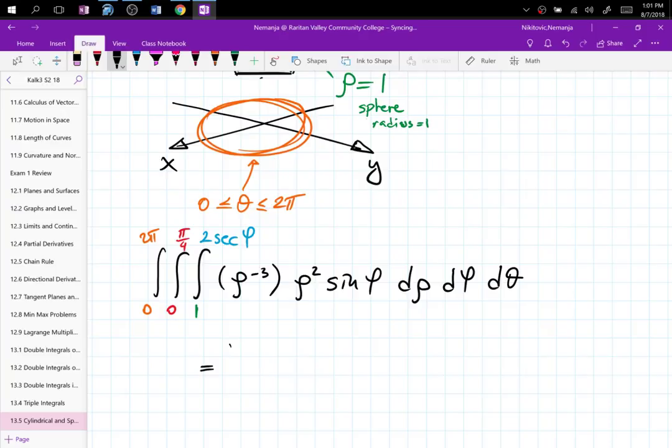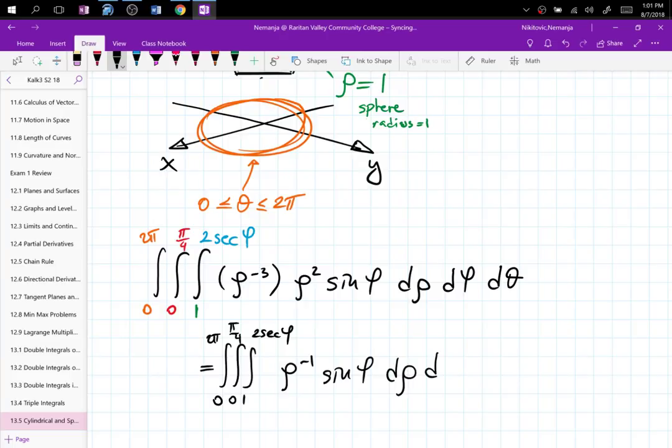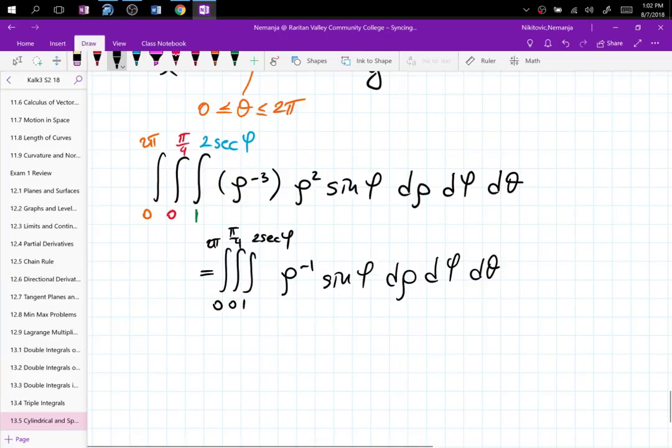So now I have the triple integral, theta from 0 to 2 pi, phi from 0 to pi over 4, rho from 1 to 2 secant phi. Over here I have rho to the negative 1, sine phi, d rho, d phi, d theta. So now we integrate the first one out. So when you integrate 1 over rho, what do you get? What's the integral of 1 over rho? Thank you for being mentally present.